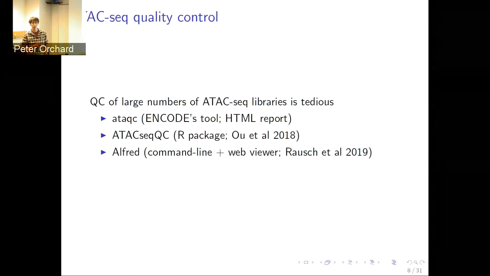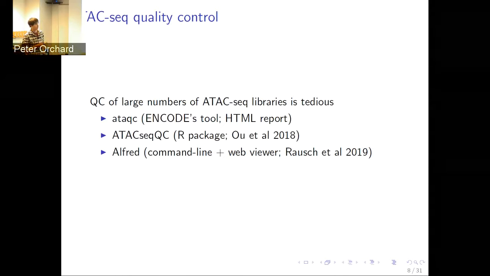ATAC-QC in particular has been around for a couple of years. This is from the ENCODE consortium, if any of you are familiar with that. And this is kind of a built-in part of their pipeline, so it's not really a separate tool you can install easily. But they give you an HTML report, kind of one report per sample. So that's one tool out there.